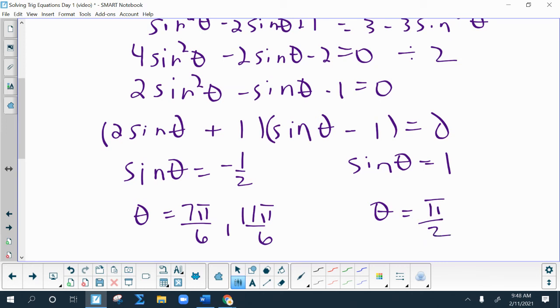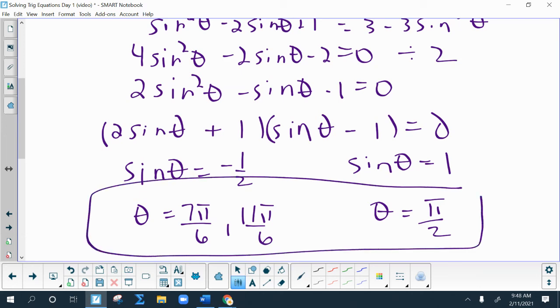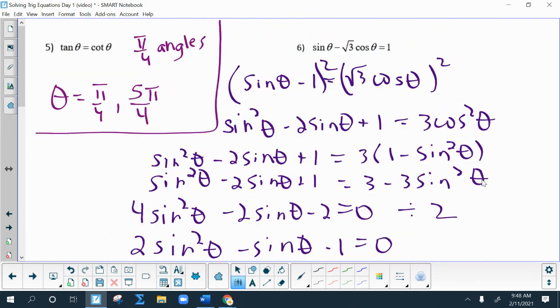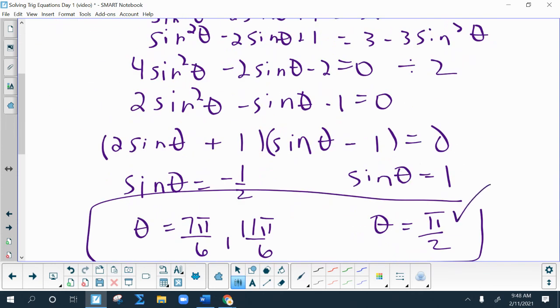Now, remember at the very beginning, we squared both sides of this problem, and when you square both sides, you can get extraneous solutions. So what you need to do is take all 3 of these answers, look back up at the top to the original problem here, and substitute the values in. So for instance, when I put pi over 2 in, sine of pi over 2 is 1, cosine of pi over 2 is 0, so I have 1 minus 0 is 1. That works. So this answer works.